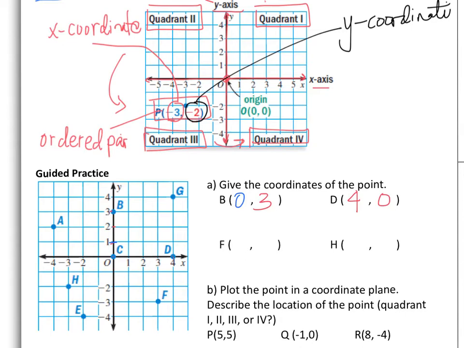And for F, we will begin at 3, and the y-coordinate will be -3. And point H, we will begin by looking at the point on the x-axis, which is -3, and then look at the y-coordinate, -2.